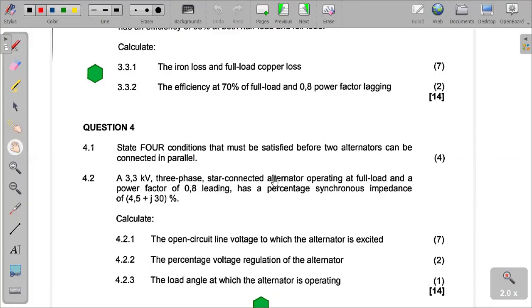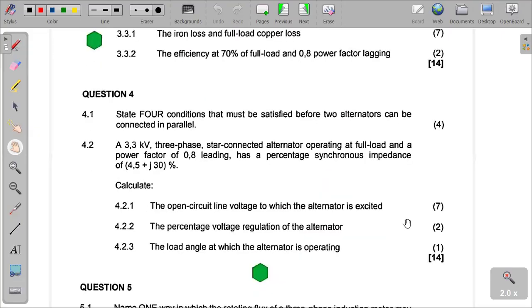So let's go to 4.2. Right. 4.2 is saying a 3.3 kV 3-phase star-connected alternator operating at full load and a power factor of 0.8 leading has a percentage synchronous impedance of 4.5 plus j30%. Calculate the open circuit line voltage to which the alternator is excited.